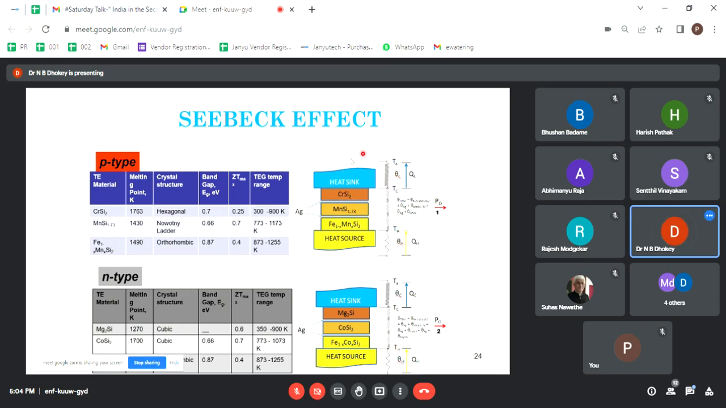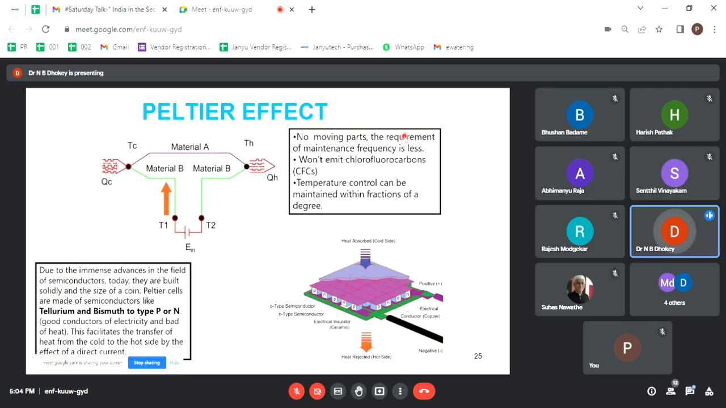And the Seebeck effect, most of you might have used a thermocouple. A thermocouple works on the Seebeck effect. When you put a thermocouple in a furnace, the heat energy is converted into electrical energy. Similarly, in the Peltier effect, with a cold junction and a hot junction, you supply electrical energy and it converts into heat on one side and cold on the other side.